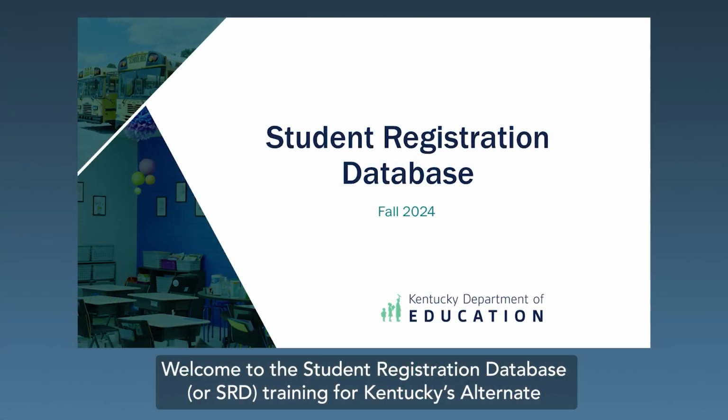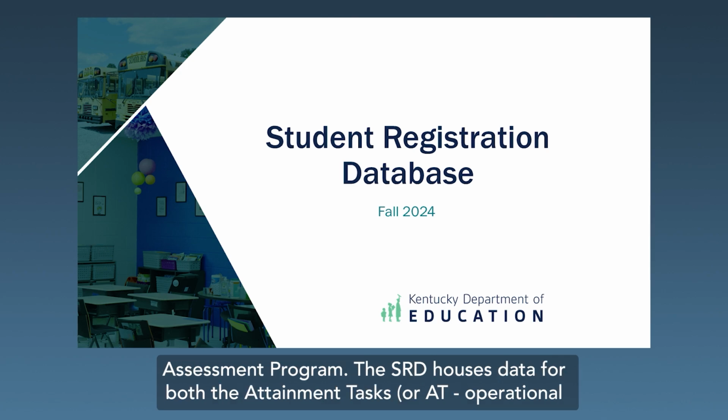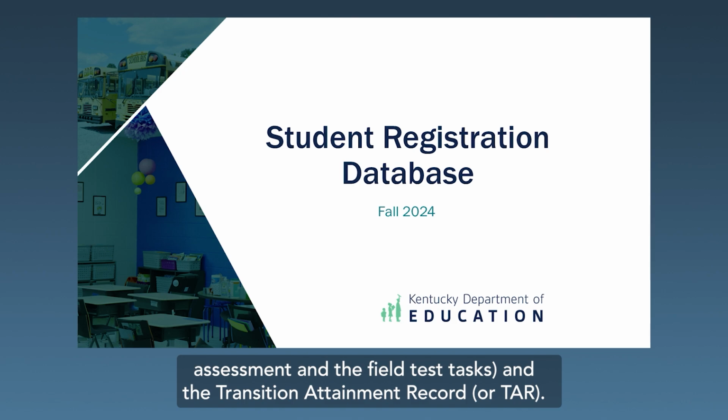Welcome to the Student Registration Database, or SRD, training for Kentucky's Alternate Assessment Program. The SRD houses data for both the Attainment Tasks, or AT, Operational Assessment and the Field Test tasks, and the Transition Attainment Record, or TAR.